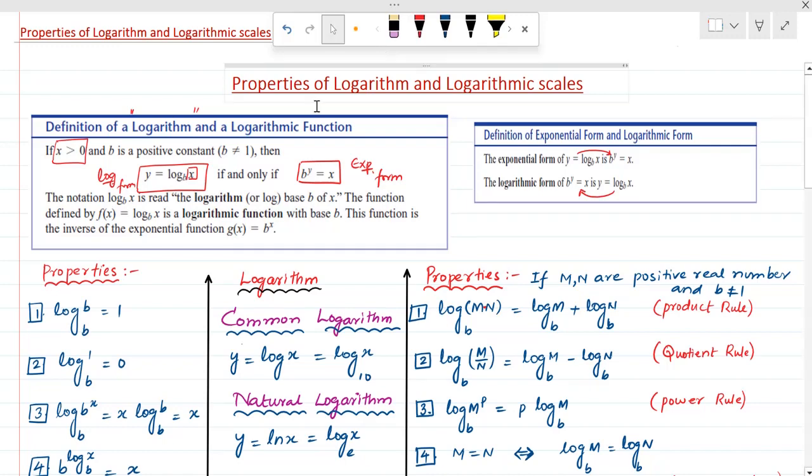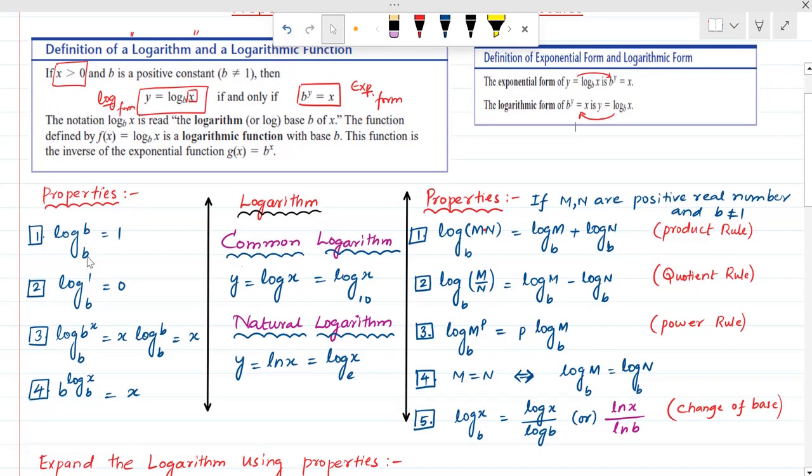Now there are some properties we already studied. Log b base b equals 1, and log 1 to any base has the value 0. When you have log x base b, I can bring the power in front. So this is the power property, and as per this rule, log b base b is 1, times x, which equals x. And b to the power log x base b equals x, whenever you have the same base.